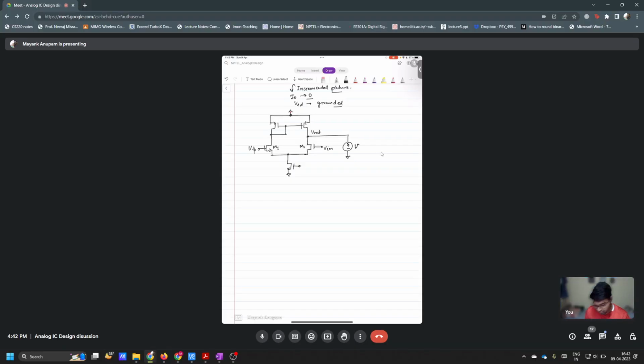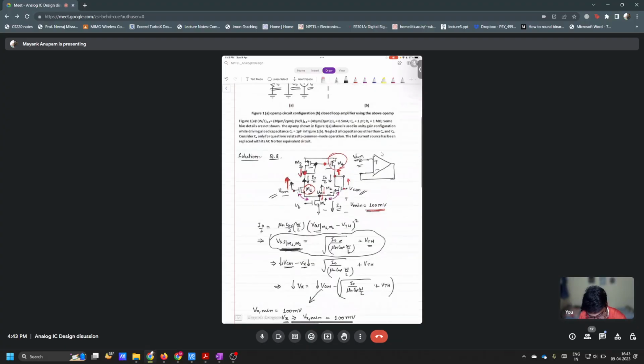Yes, sir. Okay. Sir, I have one last doubt. So like in a unity buffer also, how do we exactly decide which input is to be taken as minus, inverting, and which is to be taken as non-inverting input?